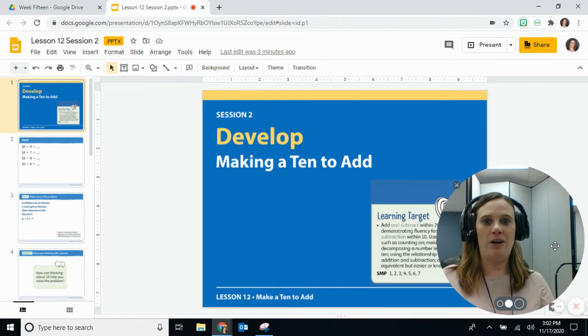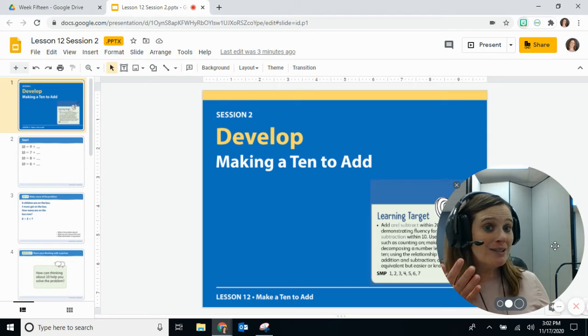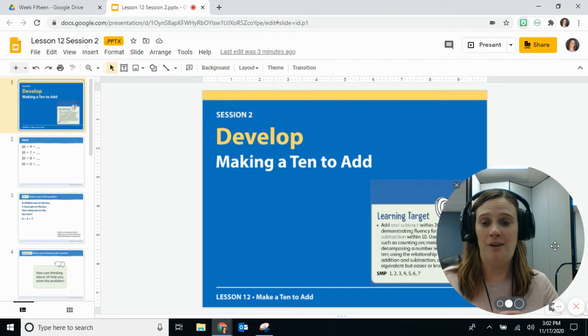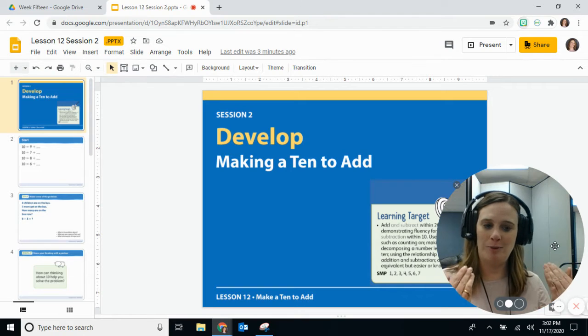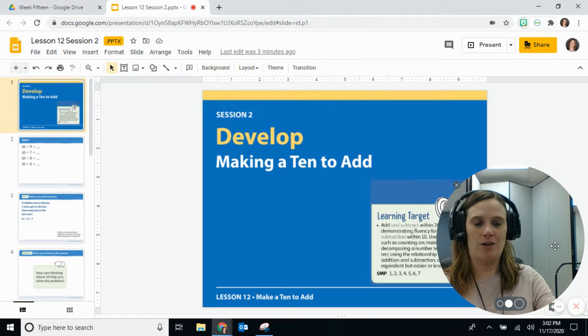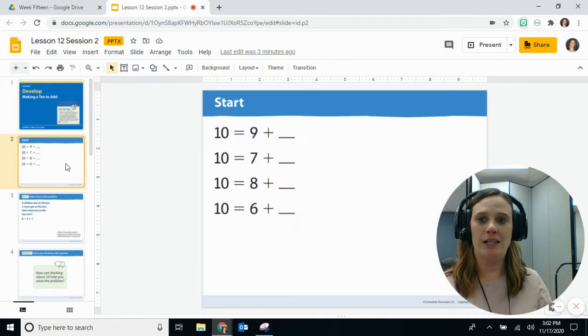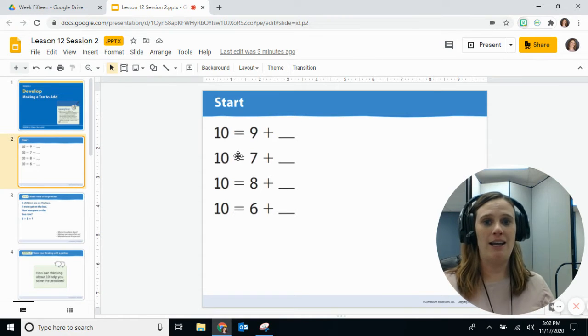Okay, so today we are talking about adding past 10, getting into bigger numbers. Teen. I know I should be wearing my teen queen crown, but I am not. All right, let's take a look at our adding today.